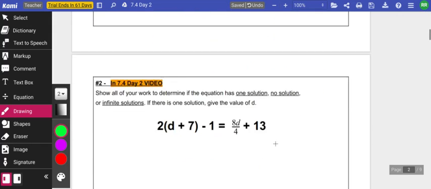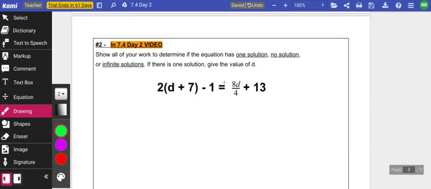Number 2, I'm going to solve this equation and see how many solutions there are. If there's one solution, I'm going to give the value for d. So I see parentheses on the left side, so let me distribute. 2 times d, that's 2d. 2 times 7, positive 14. Okay, I'll bring the -1 down, equals.